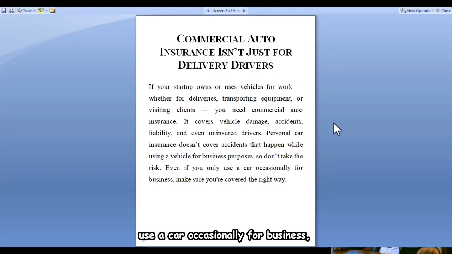Even if you only use a car occasionally for business, make sure you are covered the right way.